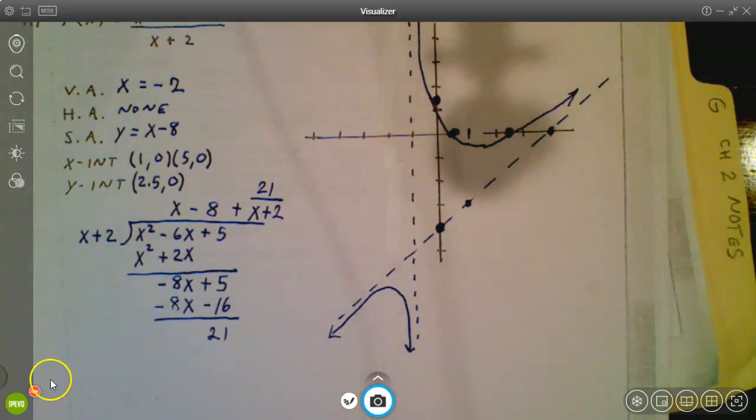But we don't have to do that in order to get the decent sketch that we have now. We're finding the main information that you're going to be asked for. So that is it for this one.